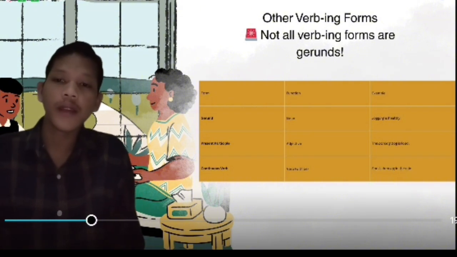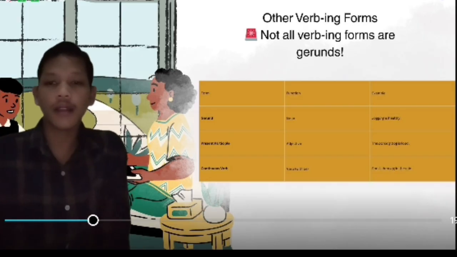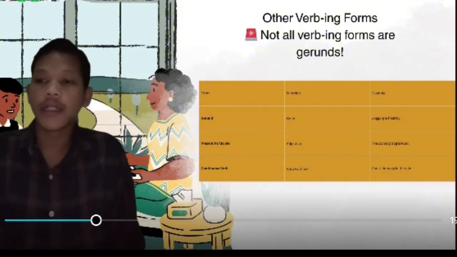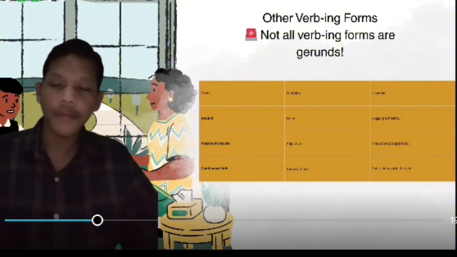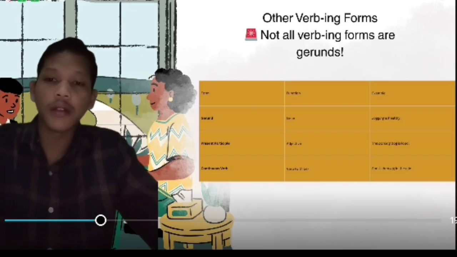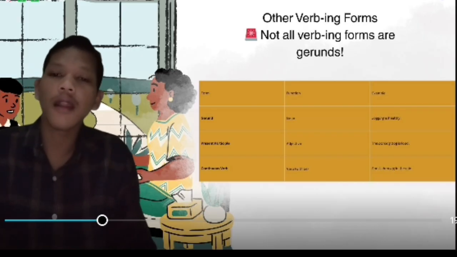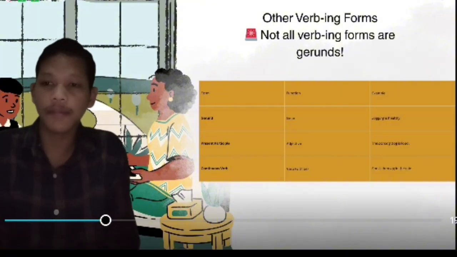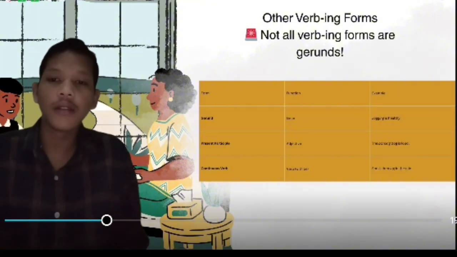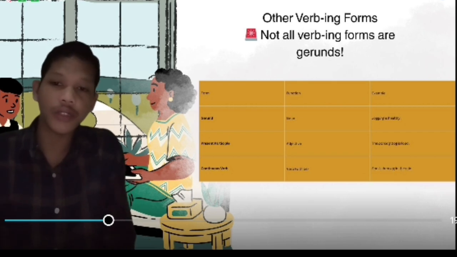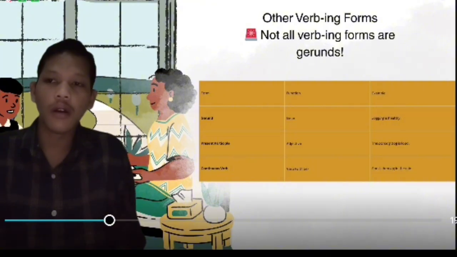And the second type of verb ing is the present participle, and it functions as an adjective in a sentence. Like this example, the barking dog is loud. So the barking here is not a verb or a noun, but it functions as an adjective. To explain the noun in the sentence, the noun is dog, so barking here functions to explain which dog it is.